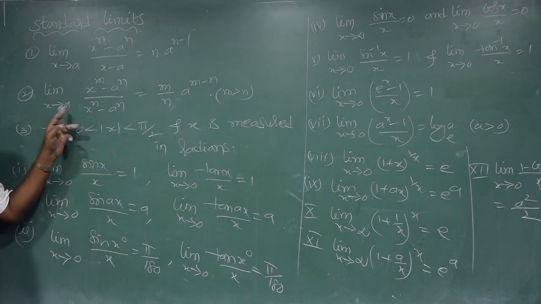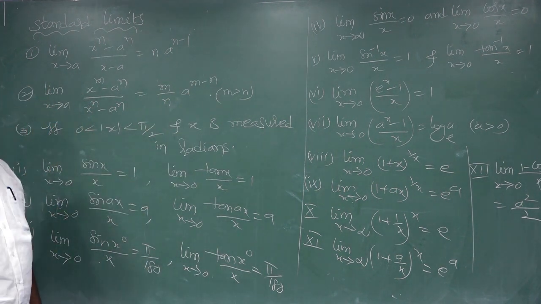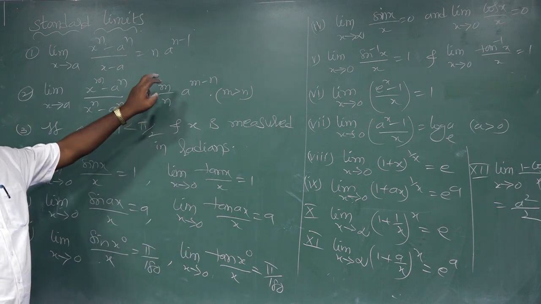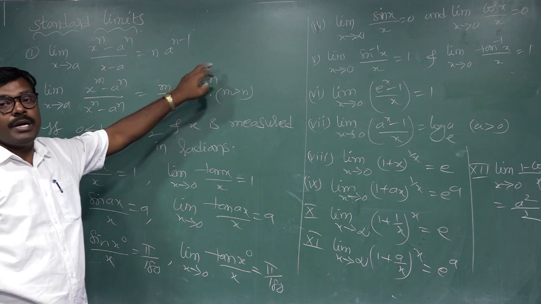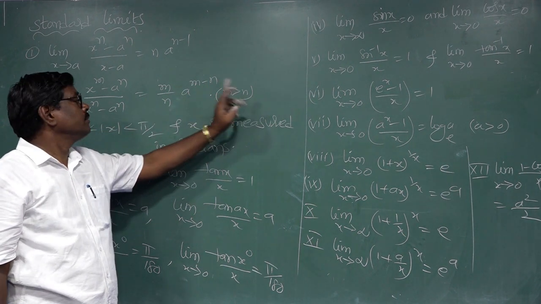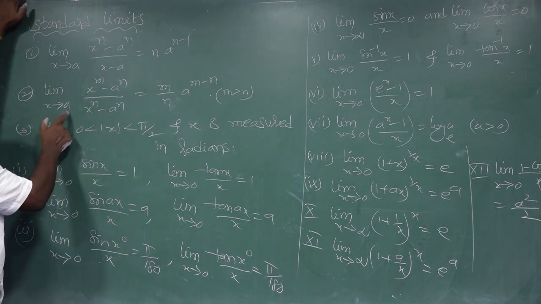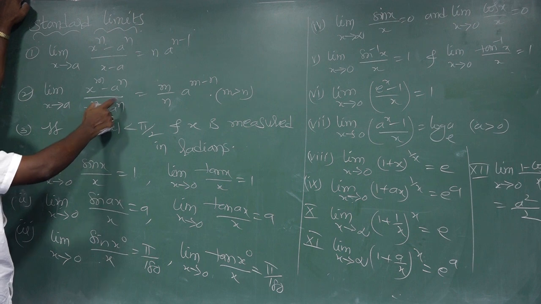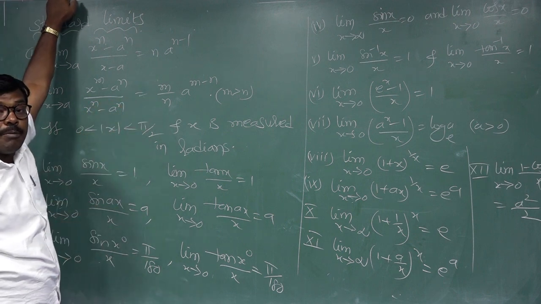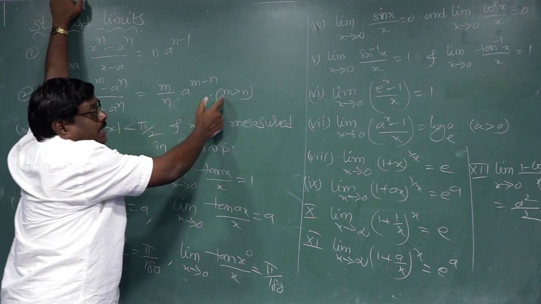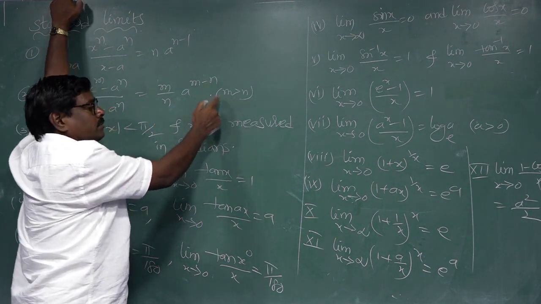Next, limit x tends to a, x power of m minus a power of m by x power of n minus a power of n equal to m by n, a power of m minus n, where m is greater than n. This formula: limit x tends to a, x power of m minus a power of m by x power of n minus a power of n equal to m by n, a power of m minus n. The condition is m greater than n.